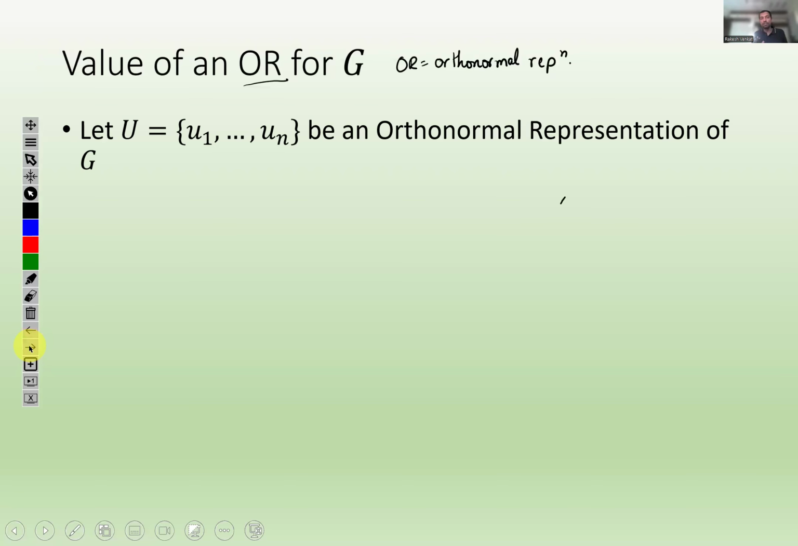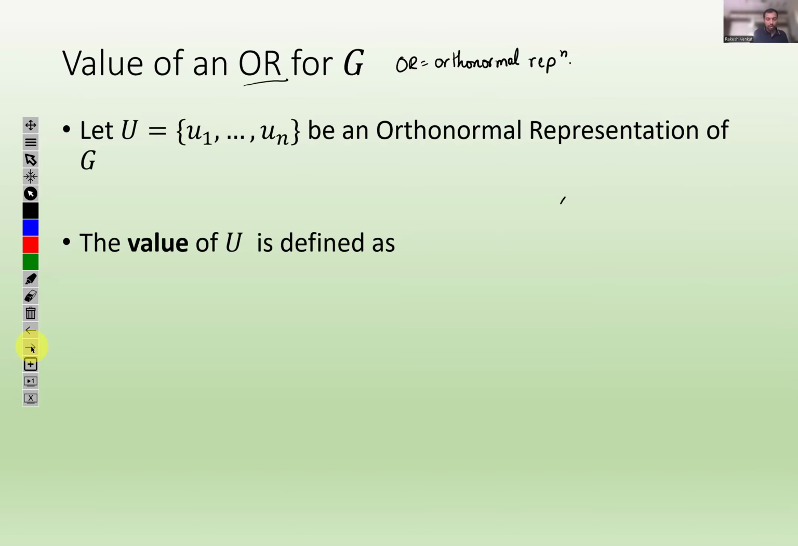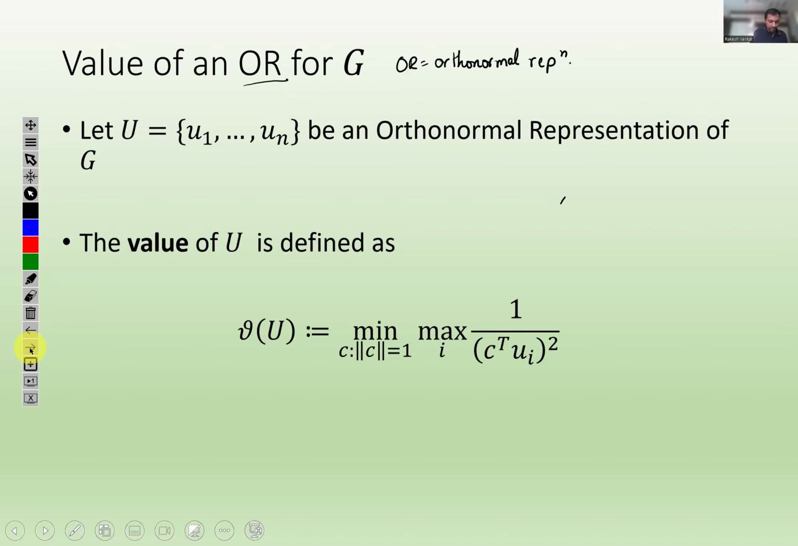So how do I define the value of an orthonormal representation? You're given a graph, and suppose someone has given you an orthonormal representation of it, this geometric representation of vectors for vertices. Now you'll try to evaluate how good this orthonormal representation is by assigning a value to it. The value is defined as follows. It's a slightly complicated looking expression, but if you evaluate it a couple of times, it'll become clearer. There's a min and a max term. Let's go over these terms more carefully.